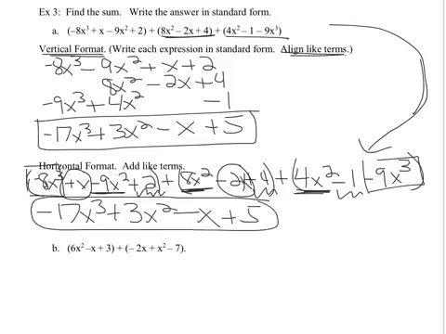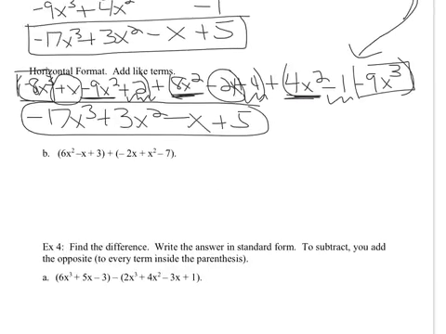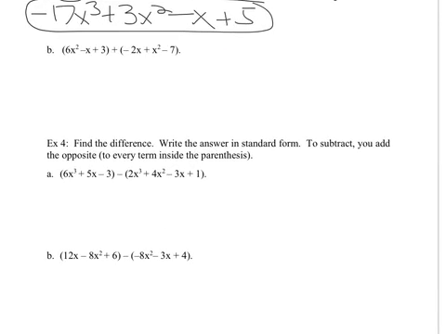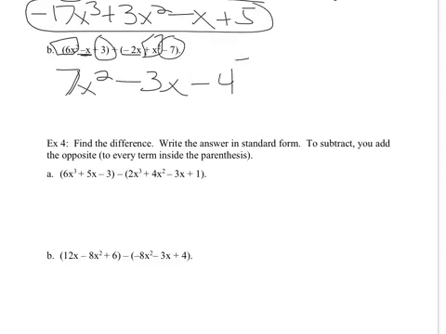I tend to like horizontal format because it seems to be quicker. Because like, look at this next one. I can just start right off by combining my like terms, starting with my highest degree. Like for example, I have 6x squared plus x squared is 7x squared. And then we have minus x minus 2x is minus 3x. And your constants, 3 minus 7 gives us minus 4. That to me is really quicker than rewriting the problem all over again.